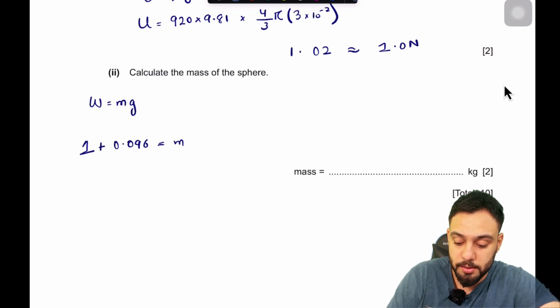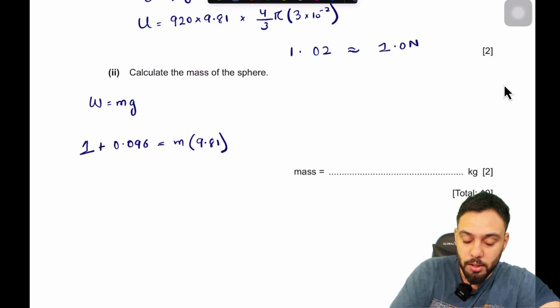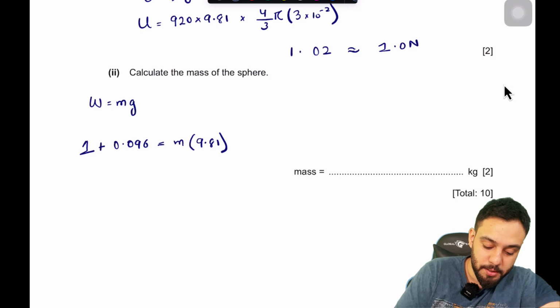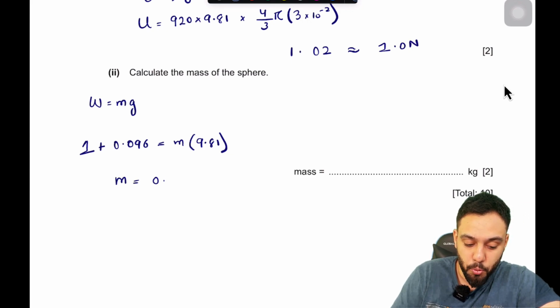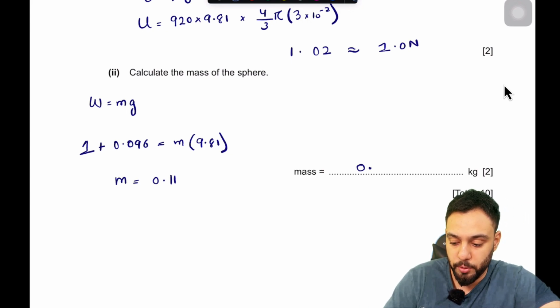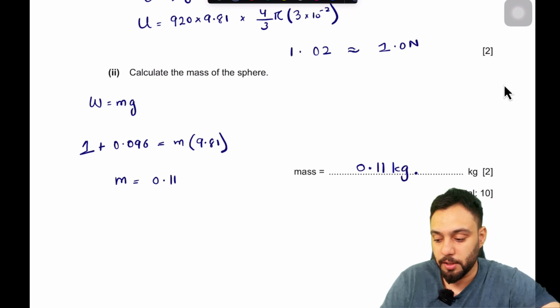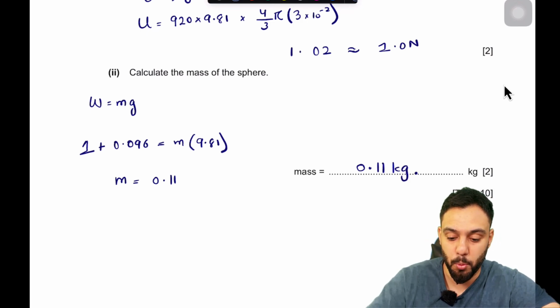You need to find the mass. The gravity is going to be 9.81. So 1 plus 0.096, and then the answer should be divided by 9.81. The value for the mass is going to be 0.11 kilograms. So 0.11 kilograms is going to be the value of the mass. That's it for question number 1.